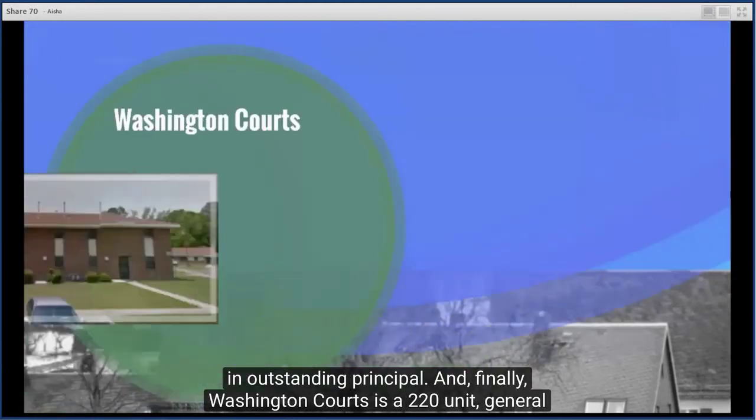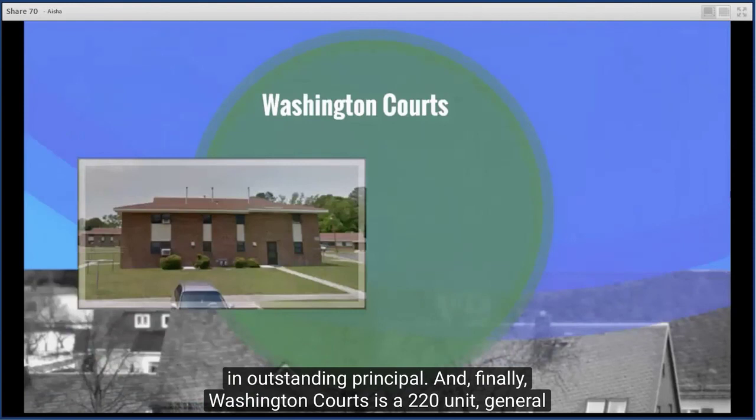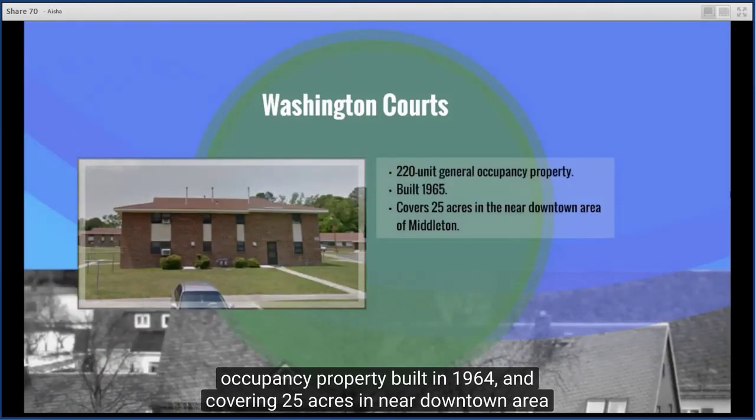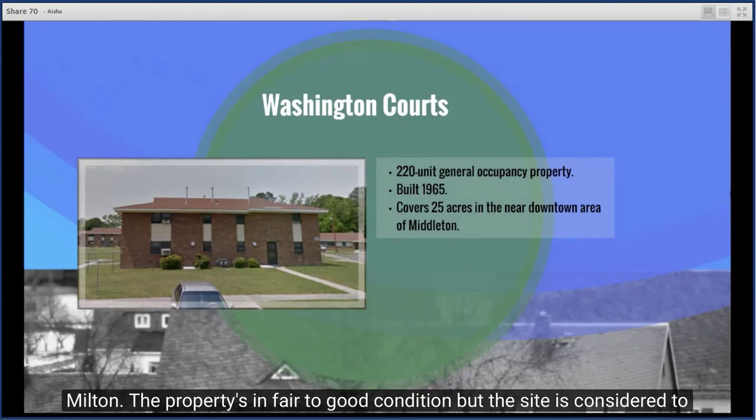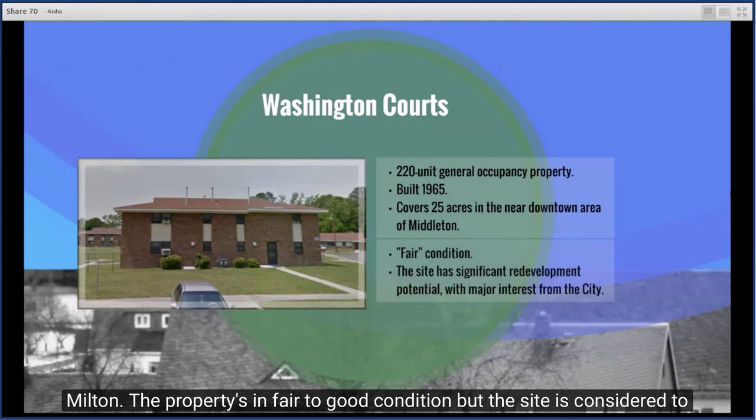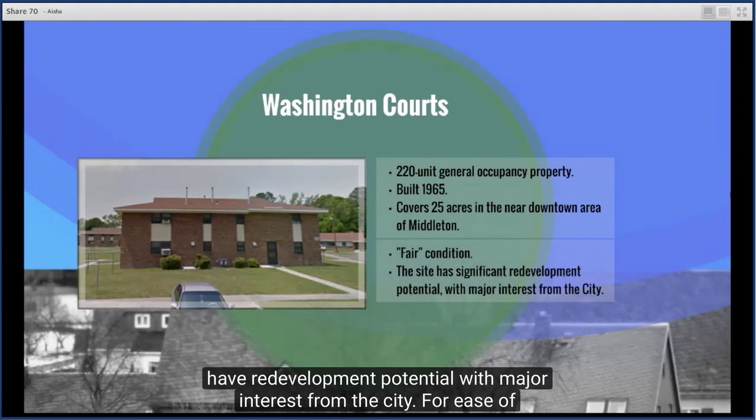And finally, Washington Courts is a 220-unit general occupancy property built in 1964 and covering 25 acres in the near downtown area of Middleton. The property is in fair to good condition, but the site is considered to have redevelopment potential with major interest from the city.